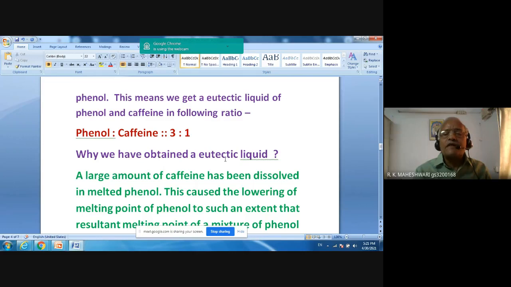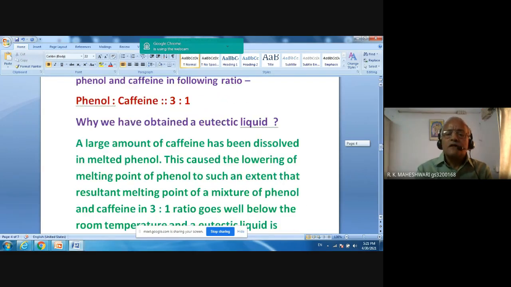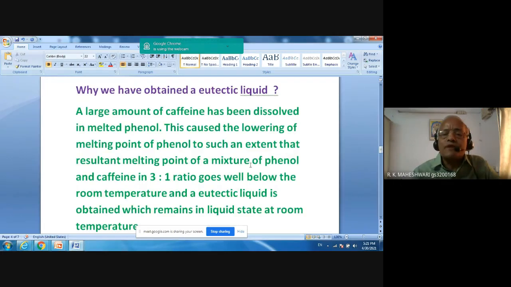Why have we obtained a eutectic liquid? Again, the reason: a large amount of caffeine has been dissolved in melted phenol. This caused the lowering of the melting point of phenol to such an extent that the resultant melting point of a mixture of phenol and caffeine in 3:1 ratio goes well below room temperature, and a eutectic liquid is obtained which remains in liquid state at room temperature. So in this way you are getting a eutectic liquid.